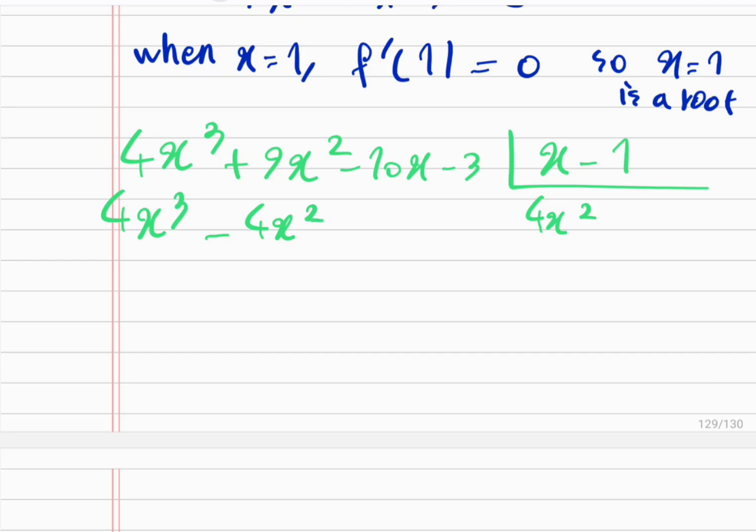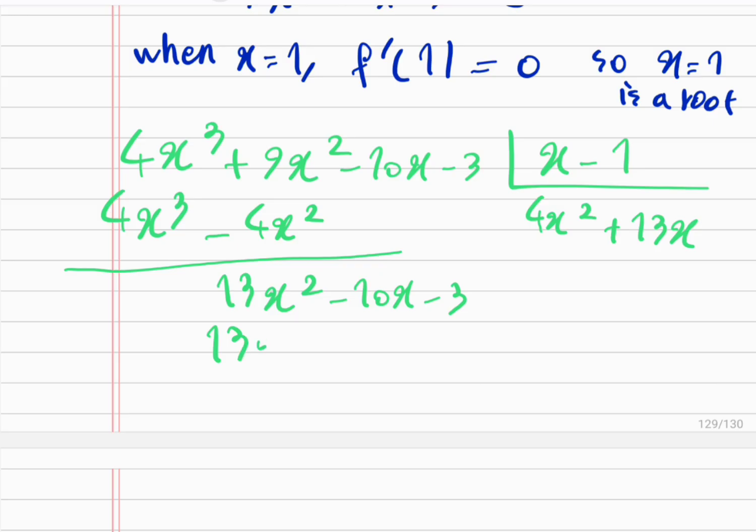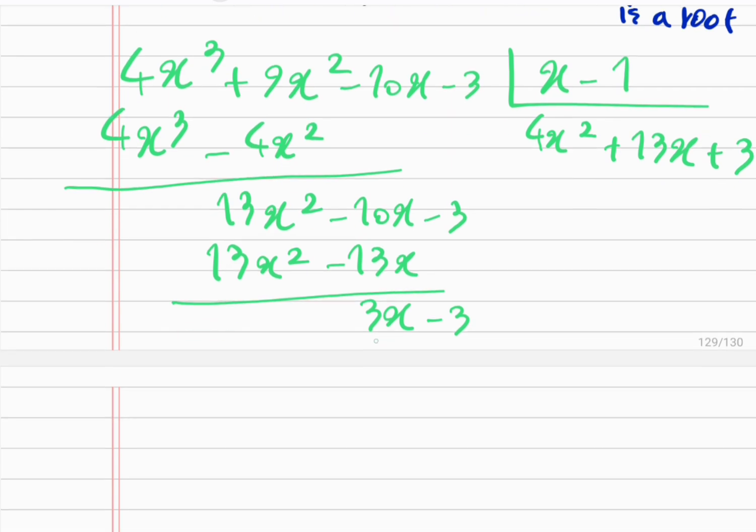Remember that we always subtract these. So the top one minus the bottom one gives us 0 for the cube terms, and then 9x squared minus 4x squared is 13x squared. And then we bring every other term down, so minus 10x minus 3. Now we choose 13x, because that gives us 13x squared minus 13x. So we subtract, and here is 0 for x squared terms. For x terms, we get positive 3x minus 3. And finally, we just use 3. That gives us 3x minus 3, and we get 0.